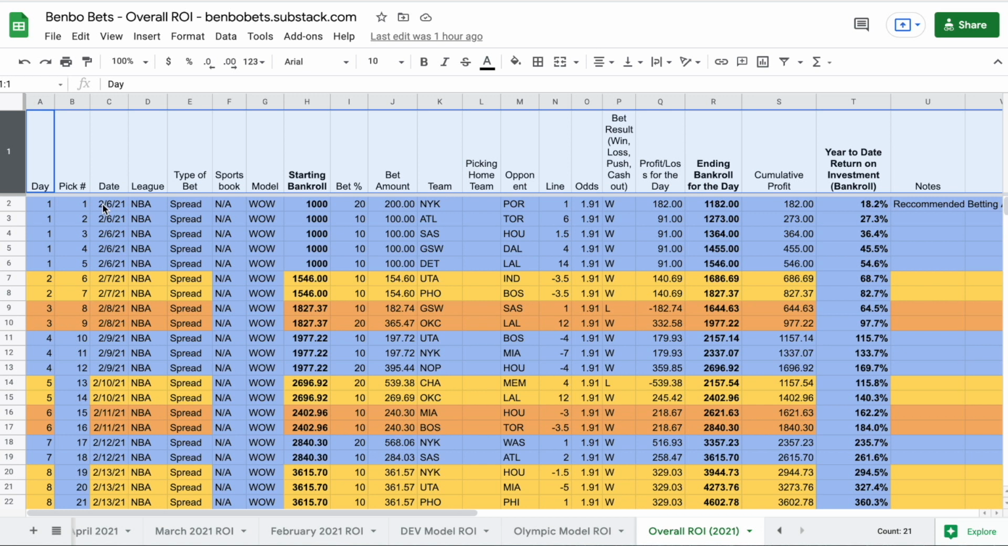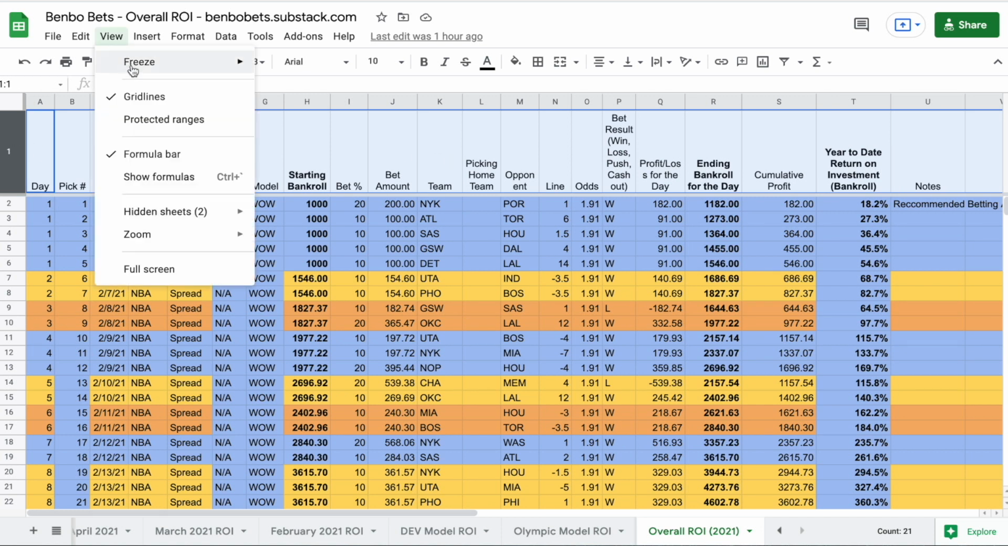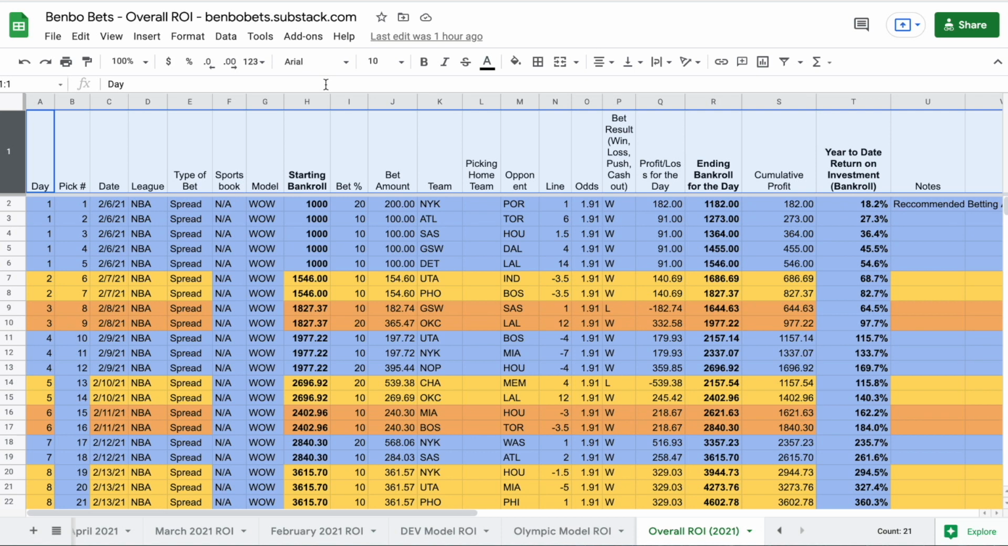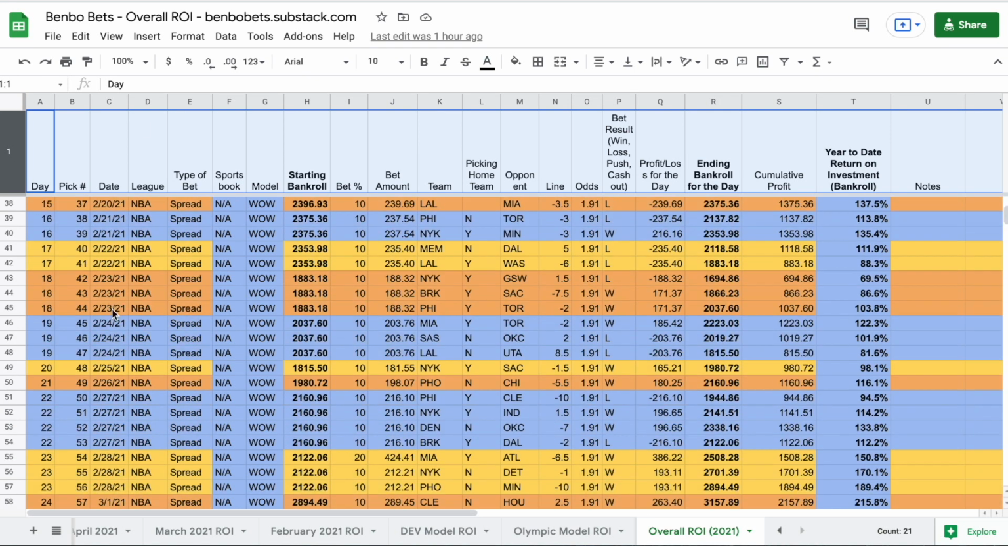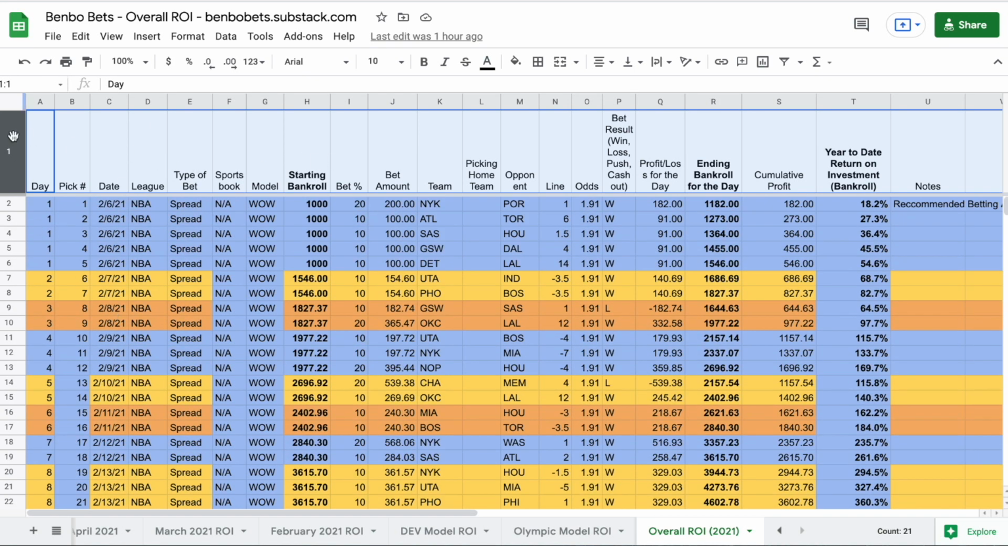So 6 months in. First thing to note is that we have a header row, and I always just double check to make sure that that row is frozen. So now as we scroll up and down, that row remains. And let's go through the items here.